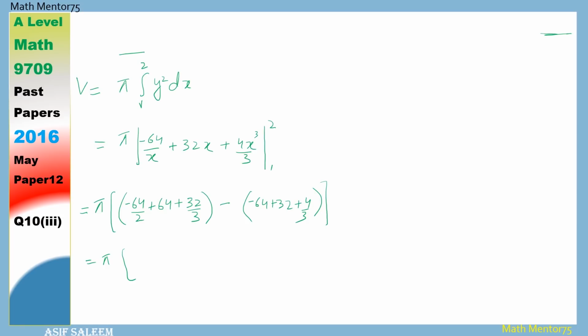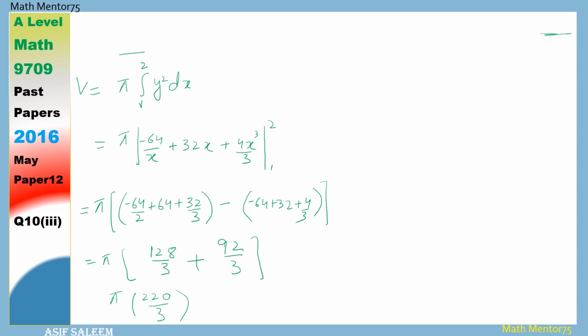We have 128 over 3 minus, we have negative 92 over 3, and minus becomes plus. Now add these, 92 plus 128, we have 220 over 3. So it means the volume is 220 over 3 pi.